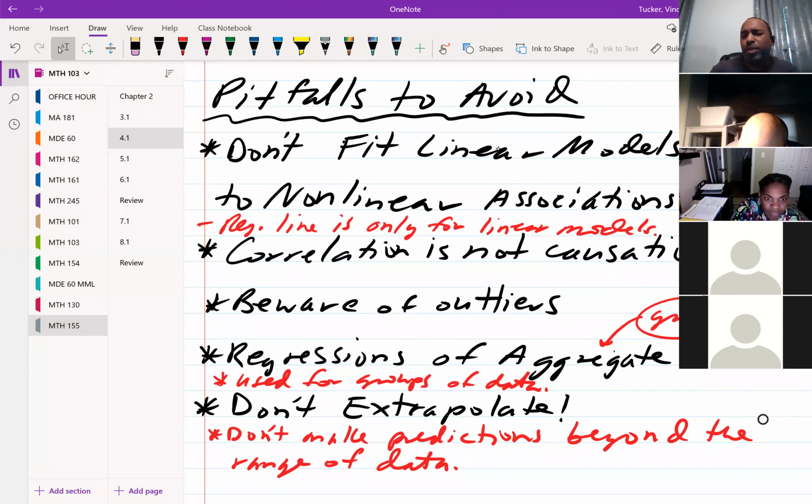All right, so they're just pitfalls to avoid. So if MyMathLab asks you which one of these are pitfalls to avoid or something along those lines, at least you'll have them to be able to answer the question.